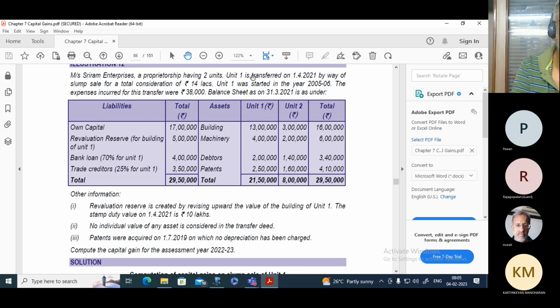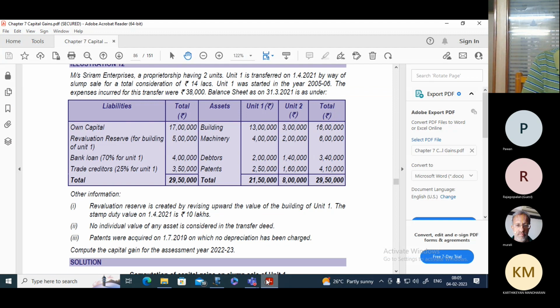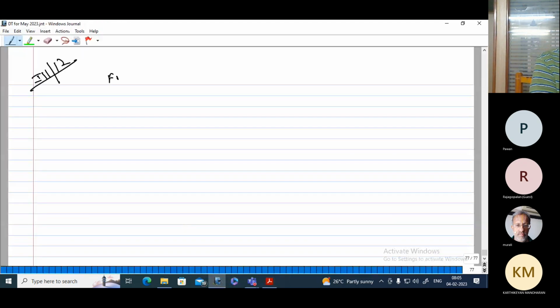So unit 1 is transferred. Unit 1 building. What is it that they have mentioned? Other information regarding revaluation reserve is created by upward revaluation of the value of assets of unit 1. Stamp duty value is 10 lakhs. This revaluation reserve concept will be applicable only for cost, but not for fair value. So illustration number 12. First item: the asset, as part of FMV 1, fair market value of assets given up.